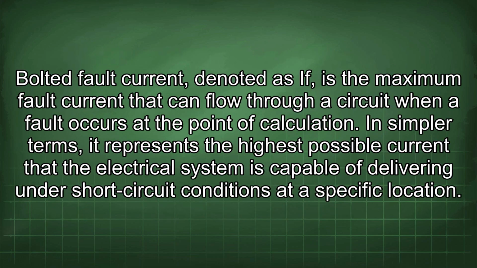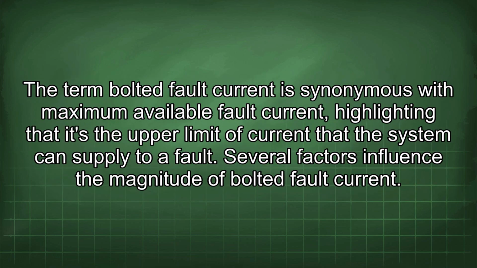Bolted fault current, denoted as F, is the maximum fault current that can flow through a circuit when a fault occurs at the point of calculation. In simpler terms, it represents the highest possible current that the electrical system is capable of delivering under short-circuit conditions at a specific location. The term bolted fault current is synonymous with maximum available fault current, highlighting that it's the upper limit of current that the system can supply to a fault.